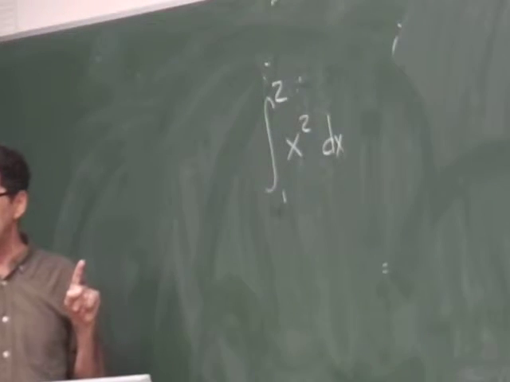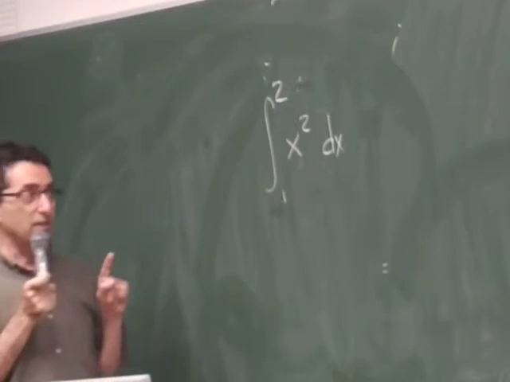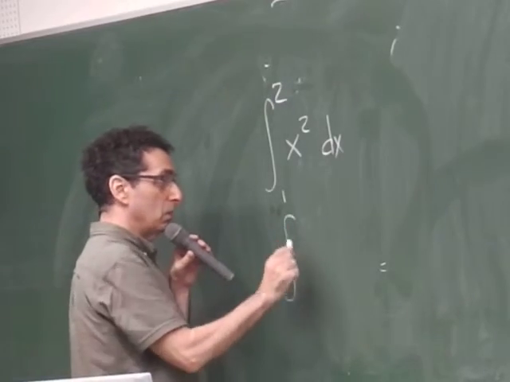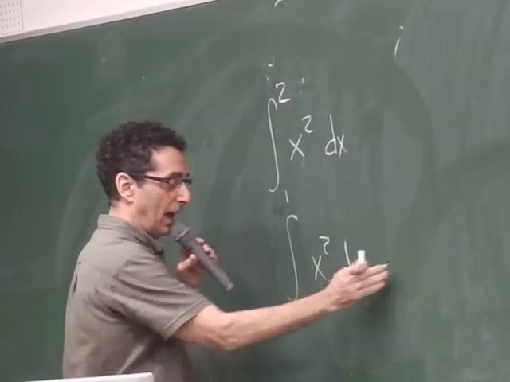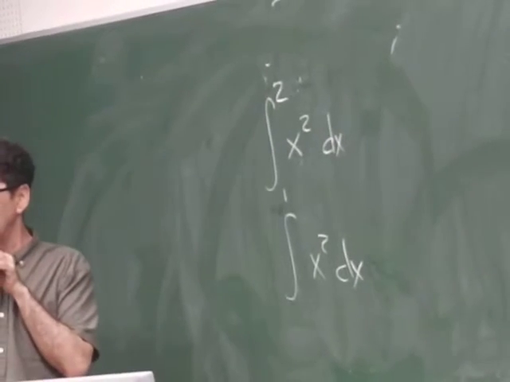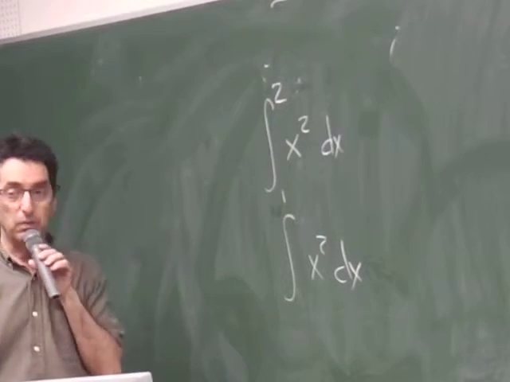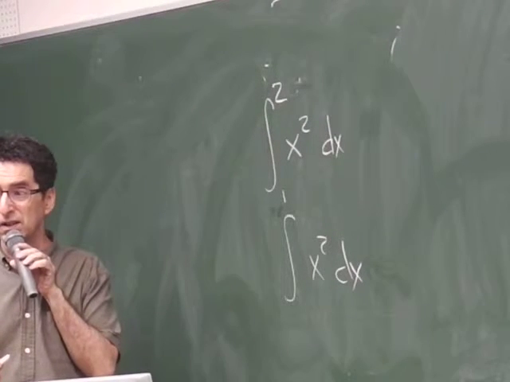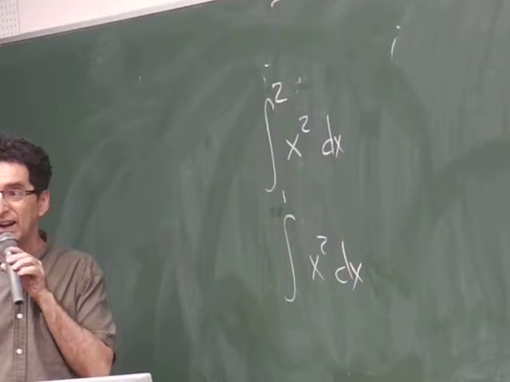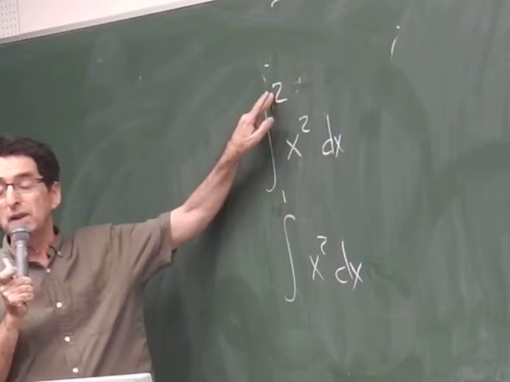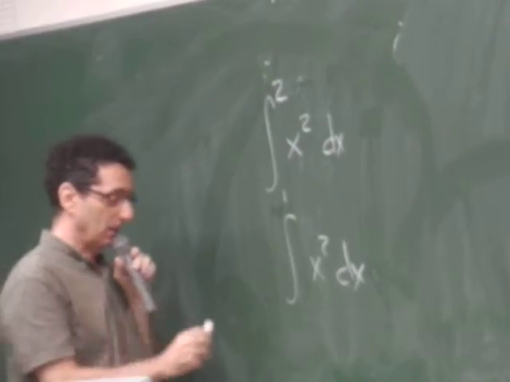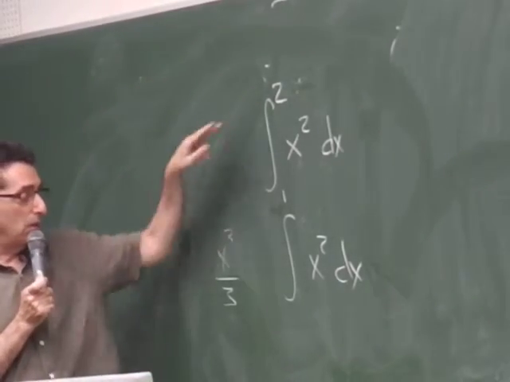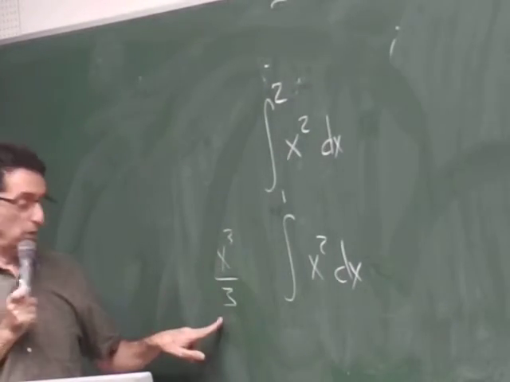So what is the answer? You just do what we just did. What is that, by the way? x cubed over 3, and then you could say plus c, but the c is going to disappear. So the answer is x cubed over 3. Then all you do is put 2 into that. So x cubed over 3, if you put 2 into that, what do you get? 8 over 3, right?